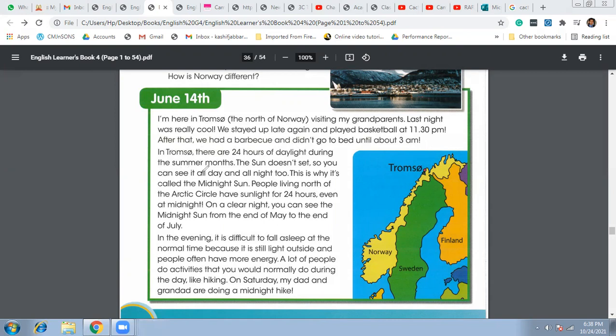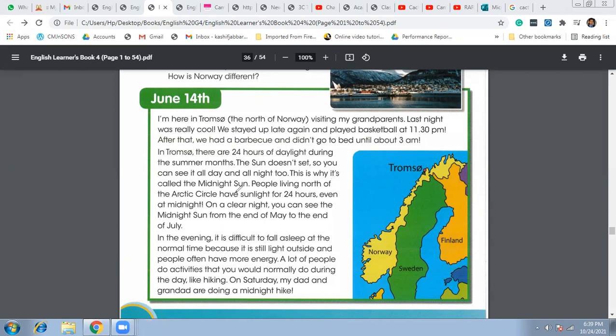Summer is the hot season, right? Winter is the cool season. So there are 24 hours of daylight. The sun does not set, the sun does not go down. All day you can see the sun in the sky, right? You can see it all day and night as well. This is why it is called the midnight sun.